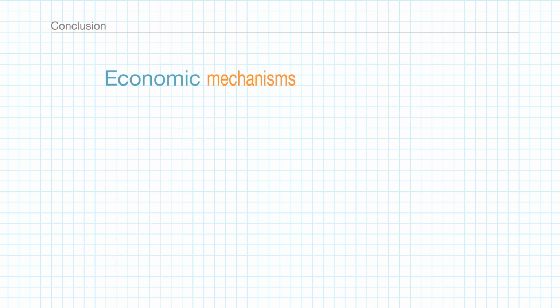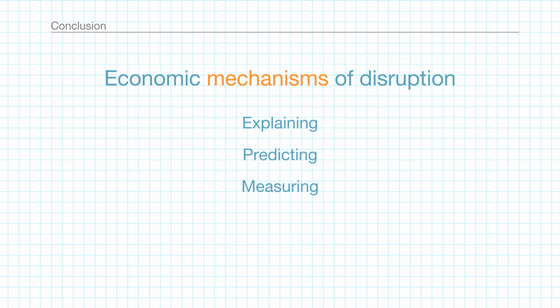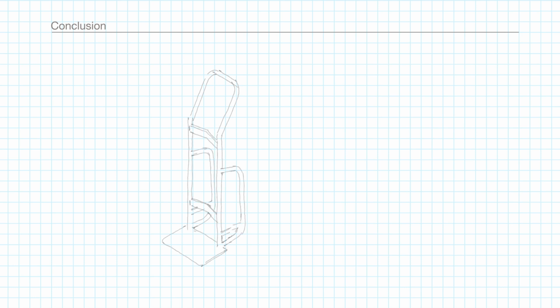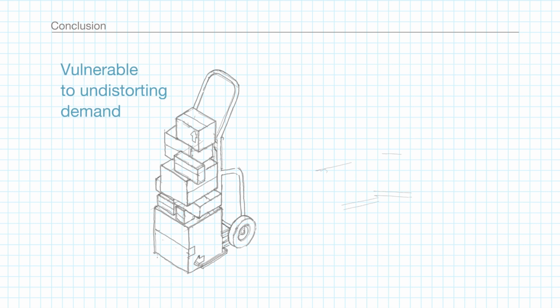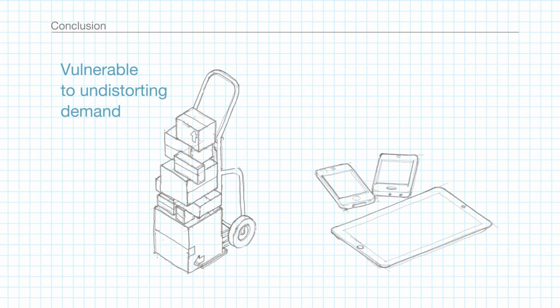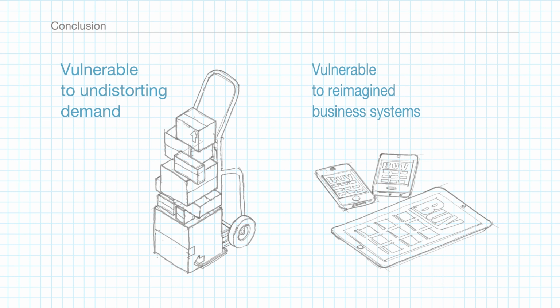By identifying the economic mechanisms of disruption, you're going to be better at not only explaining what's happening in your industry, but predicting and measuring your level of vulnerability and understanding where it's coming from. For example, if you cross-subsidize a lot of customers, if your customers have to buy the whole thing for the one bit they want, or if they can't get the product where and when they want it, you might be vulnerable to undistorting demand. If you have high incidental cost, not directly tied to what customers value, a lot of waste from inaccuracy in the business system, or a process that can be fundamentally de-physicalized, then you might be vulnerable to reimagined business systems.